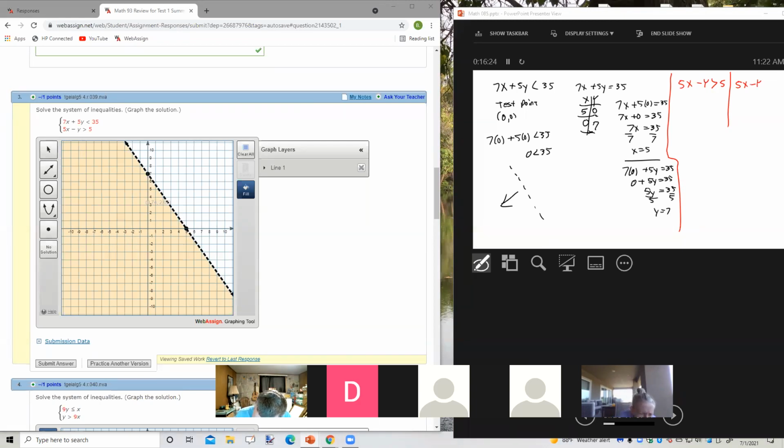Okay. So we're going to look at the related equation. I'm going to find the x and y intercepts. If y is 0, I get 5x minus 0 equals 5. 5x equals 5, divide by 5, x is 1. If x is 0, 5 times 0 minus y equals 5. 0 minus y equals 5. Negative y equals 5. Divide by negative 1. y equals negative 5.